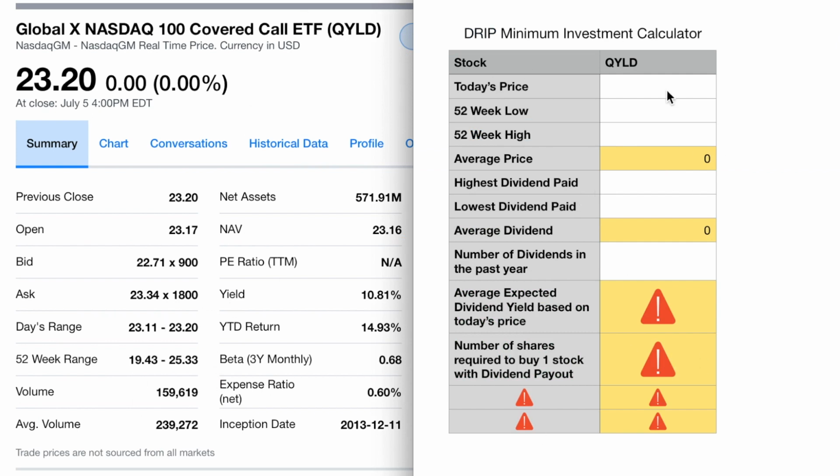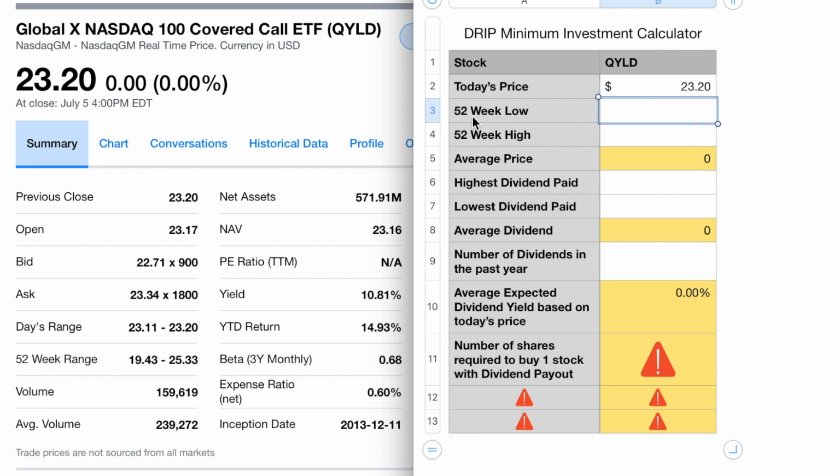We're going to pull some of this information out and fill it in. As always with my charts, we only fill out the white portions, and then the yellow portions automatically populate by themselves. So the first thing it's looking for is today's price. So we're looking at QYLD. So the first thing we're going to do is go QYLD. We're going to fill that in. And then today's price is going to be 23.20. So 23.20. Hit enter.